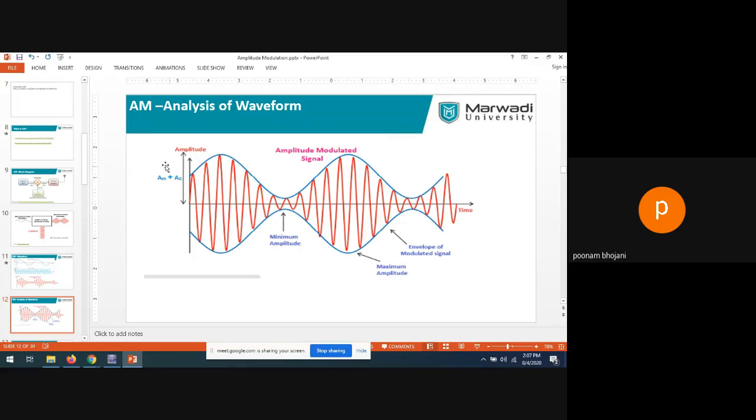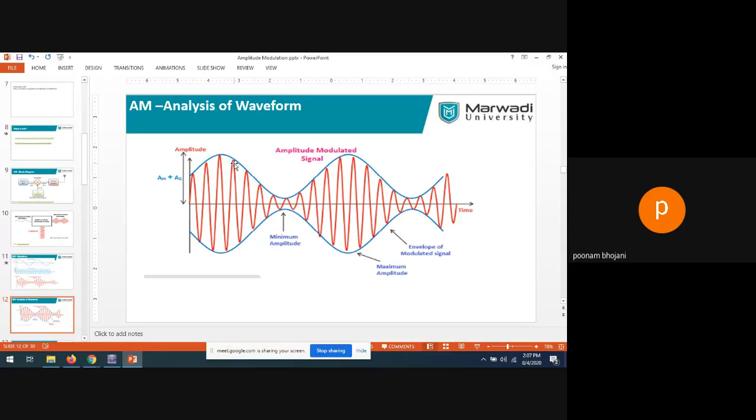You will receive Am plus Ac as the maximum amplitude, and the minimum amplitude is this one. It is not written over here, but let me tell you that the minimum amplitude is Ac minus Am, that is, the carrier amplitude minus the modulating signal amplitude. This is the maximum amplitude at the negative side. The envelopes of the modulated signal are two: one is this positive envelope and the second is this negative envelope. Both are the same.